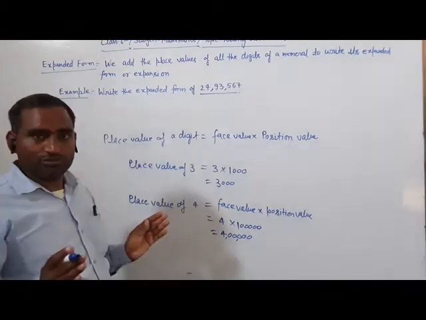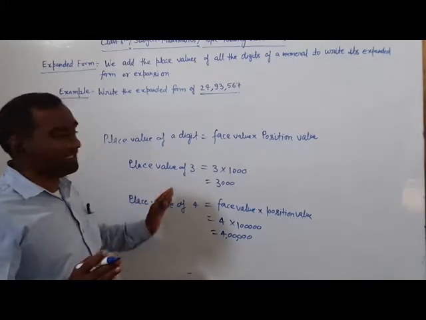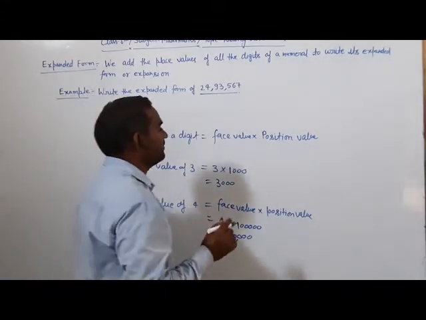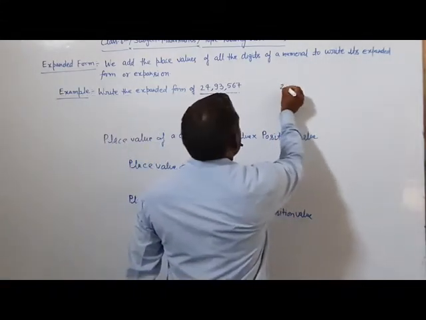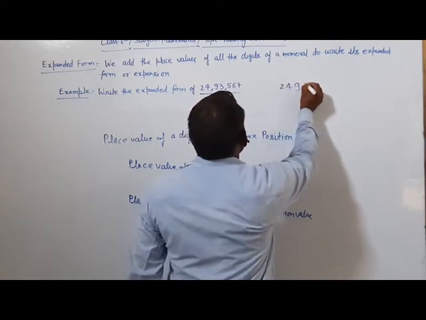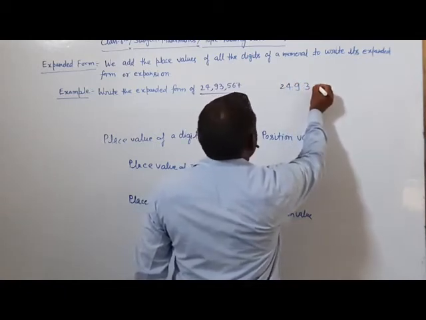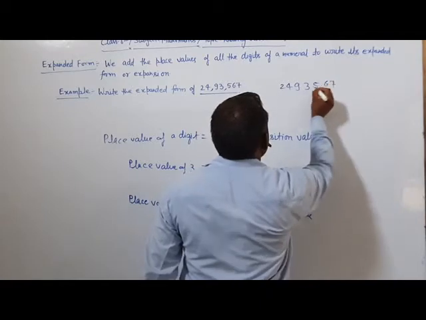You can also get the place value by a shortcut method. For example, 2, 4, 9, 3, 5, 6, 7.